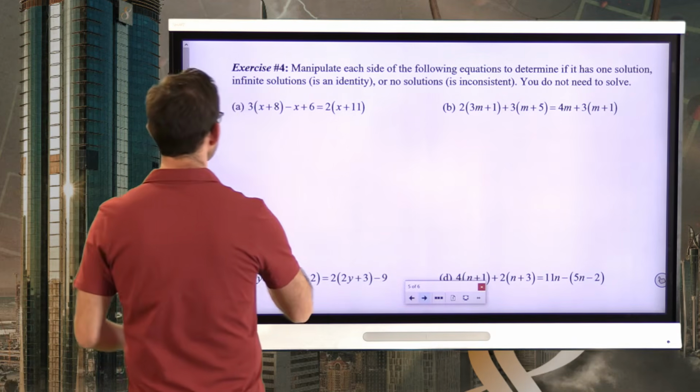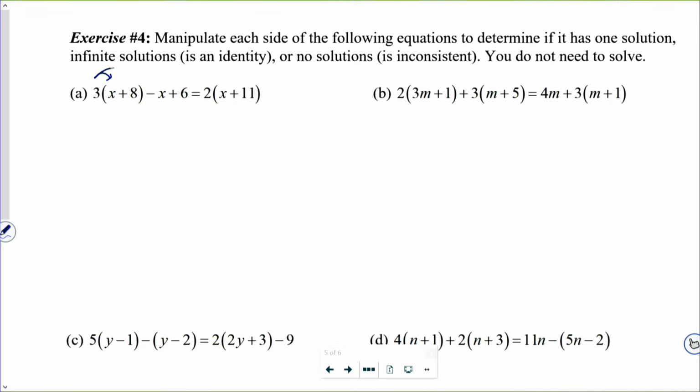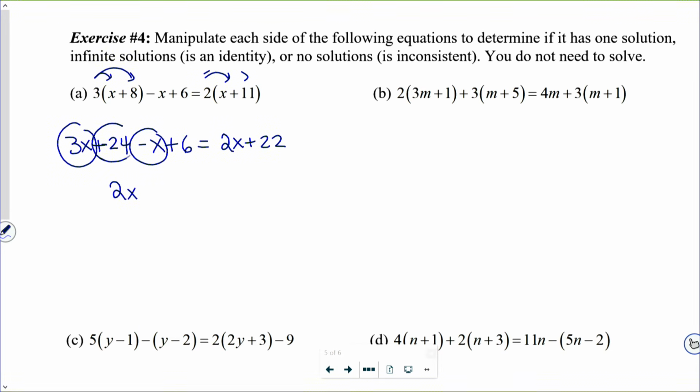All right, so just like before, we're going to start as if we were going to be solving this equation. I'm going to distribute the 3 through. That's going to give me 3x plus 24, hopefully plus, minus x plus 6. No distributing the negative there. There's no parentheses there. And then 2x plus 22. All right, let me do a little bit of rearranging. I'll have 3x minus x is 2x. I'll have 24 plus 6 is 30. And here I'll get 2x plus 22.